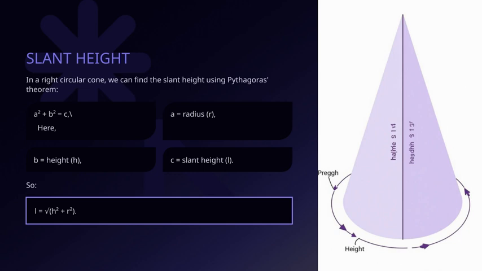Applying Pythagoras' theorem, we get that L equals the square root of h squared plus r squared. This means that to find the slant height, we take the square root of the sum of the squares of the height and the radius. This concept is important because understanding the slant height helps us determine the surface area of the cone and other related measurements. It ties back to our overall theme of understanding the key dimensions of three-dimensional shapes.